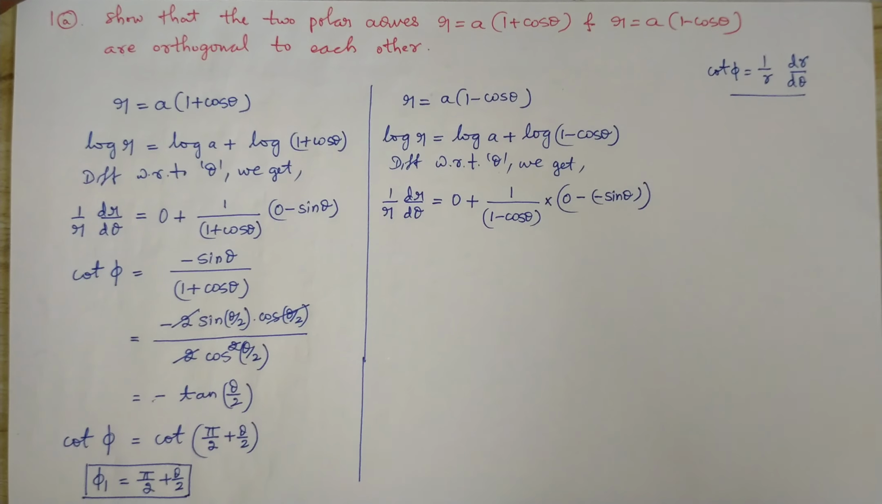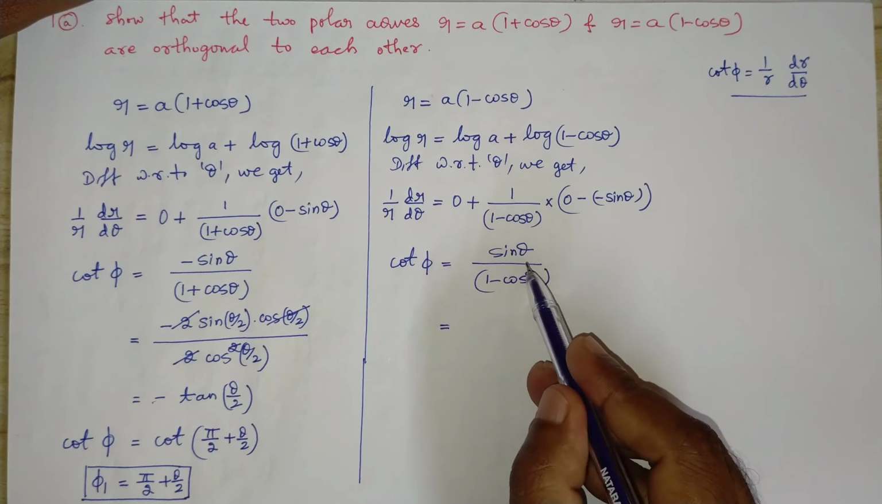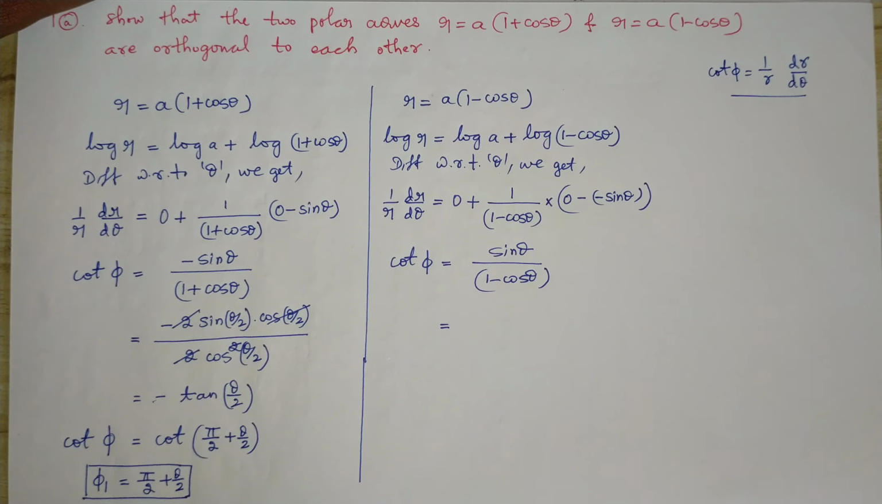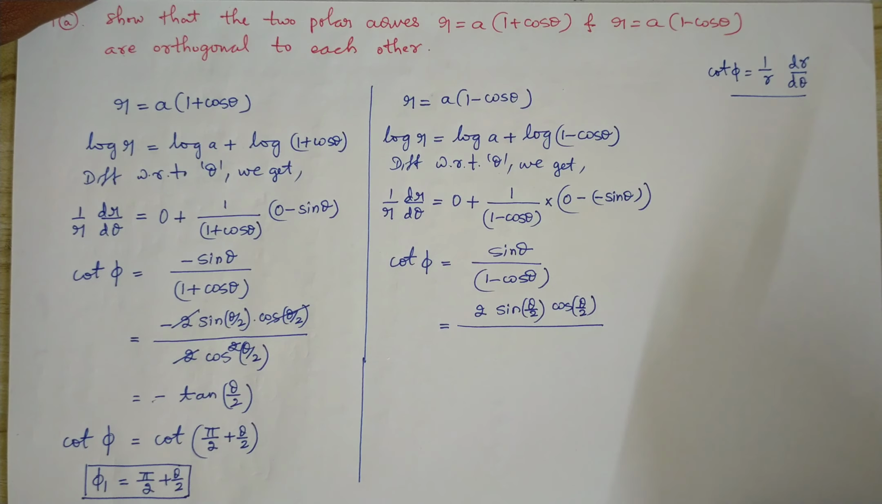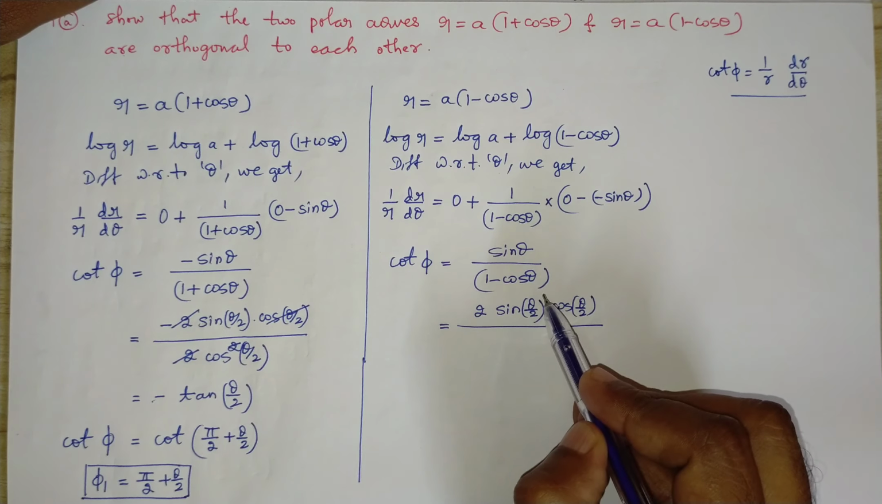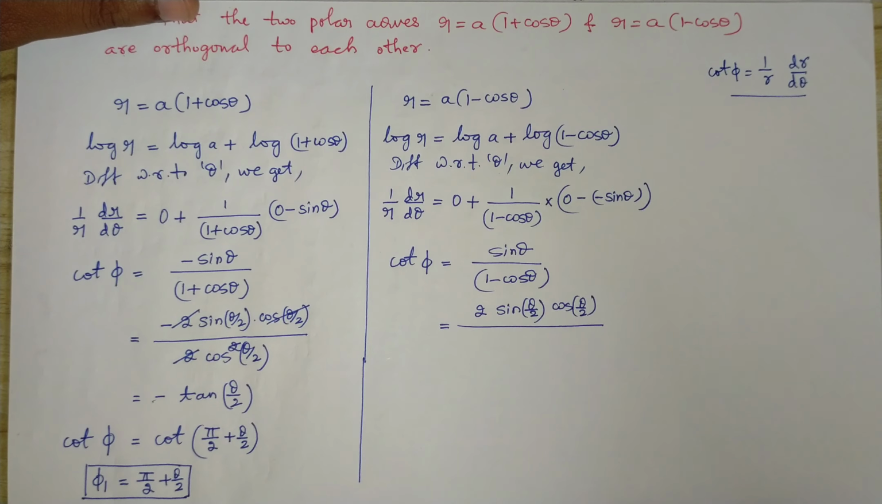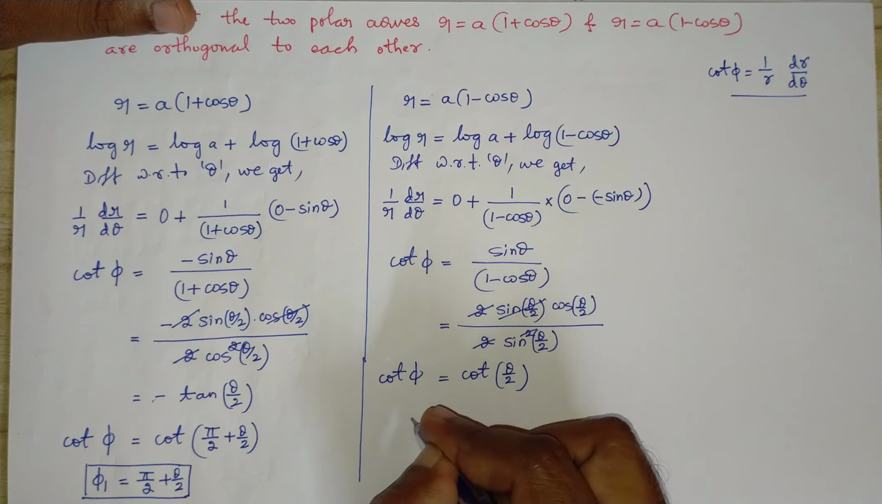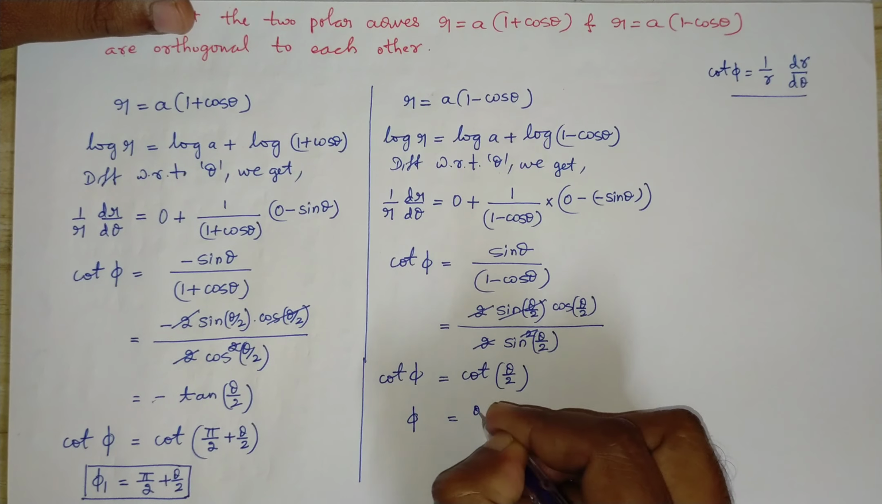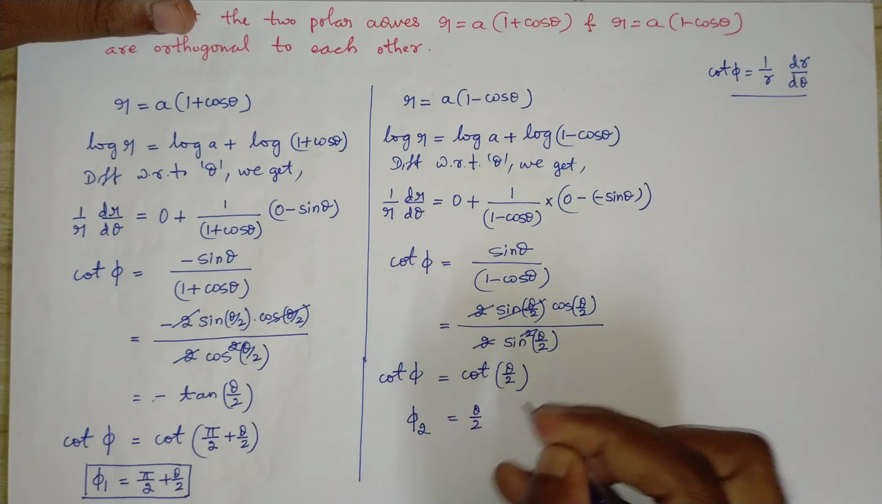So again sin 2 theta is 2 sin theta into cos theta. As a consequence, sin theta is 2 sin theta by 2 into cos theta by 2. And we know that 1 minus cos 2 theta is 2 sin square theta. As a consequence, 1 minus cos theta is 2 sin square theta by 2. And cos theta by 2 by sin theta by 2 is cot theta by 2. By comparison, I can say that phi equals theta by 2. Let us call it phi 2.